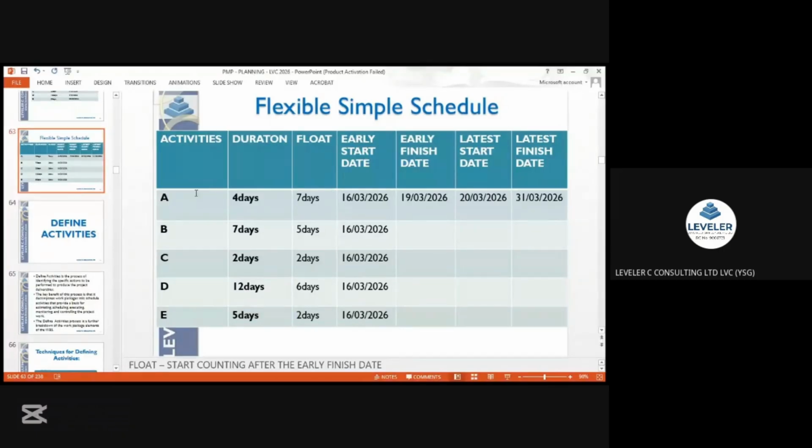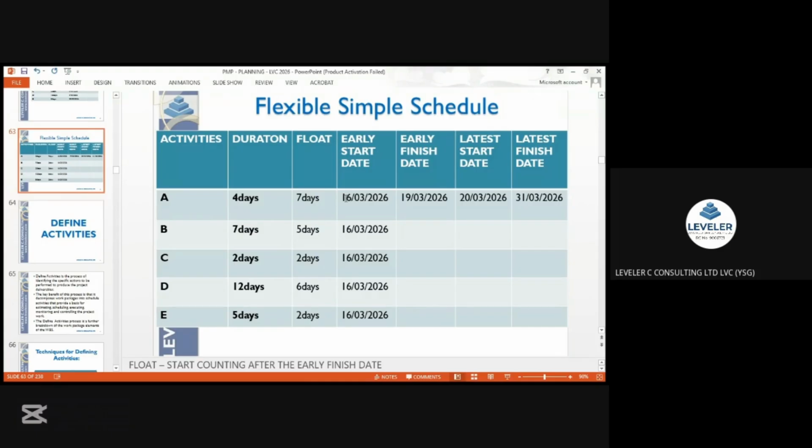So our activity A is for 4 days. That's the duration of our activity. And it has a float of 7 days. And we say that activity is starting on the 16th of March 2026. We said that we are not going to include our non-working days, which happen to be Saturdays and Sundays. So our working days are Monday to Friday. And I think we'll also mention that 8 hours a day is what we work. So we don't work 24 hours in a day, we only work 8 hours in a day. So now let's look at it.